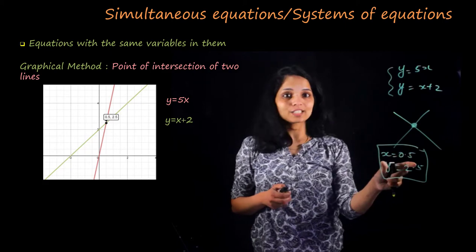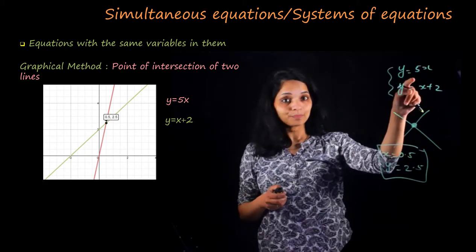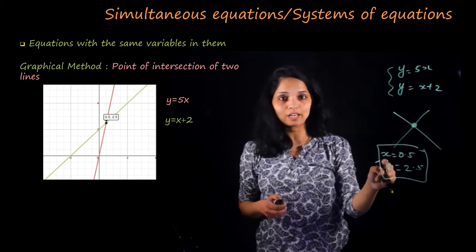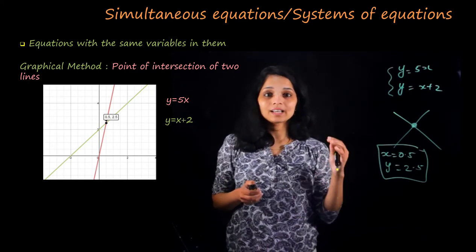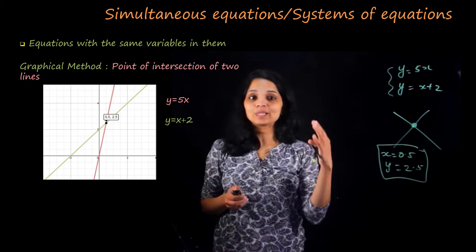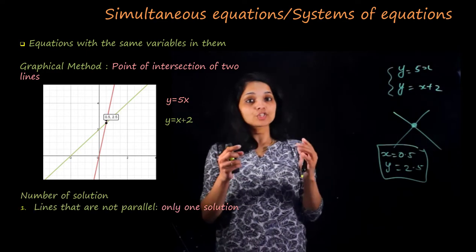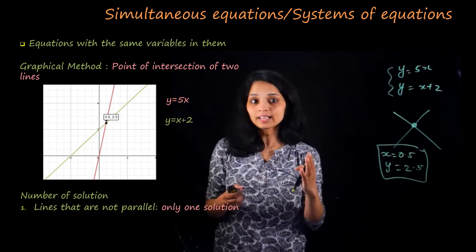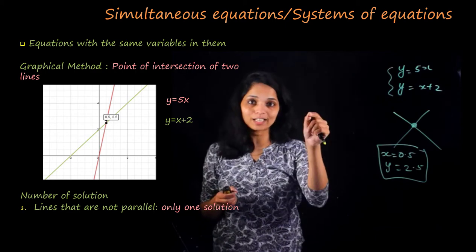Now you can cross-check the solution by substituting these values of x and y into these equations and confirming that both equations are true for these values of x and y. I'll leave that to you, and now I'll show you how many solutions there are depending on the type of lines. For example, if the two lines are not parallel, exactly like these ones, they have only one solution. There's only one point where those two lines will intersect.